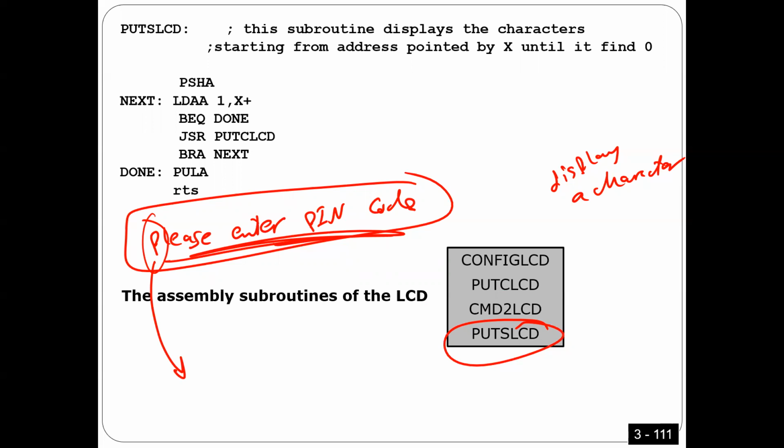No, I'm not 0. Go to LCD. Okay, come here. Are you 0? No, go to LCD. Are you 0? No, go to LCD. Are you 0? Yes, I am 0. Okay, so I'm going to return. I'm done. Good, okay. So that's exactly how the function works.